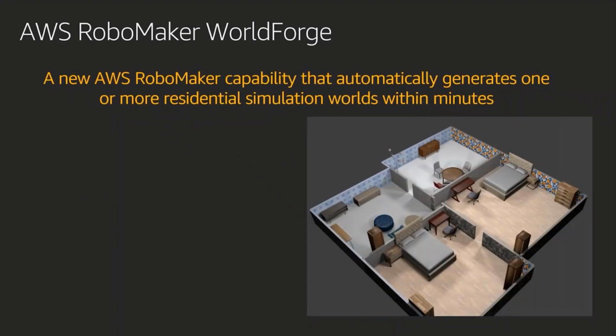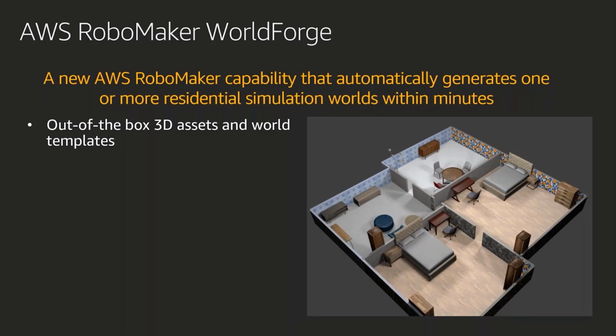And that is why at AWS RoboMaker, we built this new capability called RoboMaker WorldForge. WorldForge is a new RoboMaker capability that automatically generates one or more residential simulation worlds within minutes. WorldForge provides out-of-the-box 3D assets, such as tables, chairs, and beds, so that you don't need to spend any time or money building these assets.